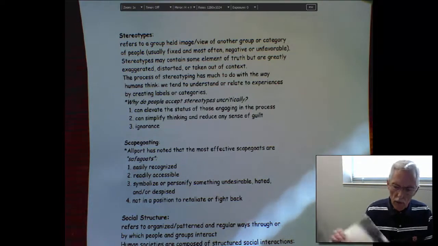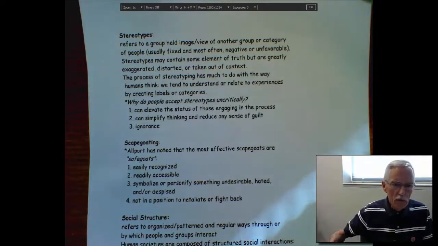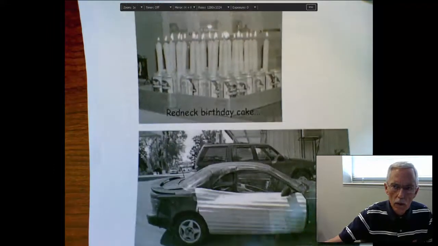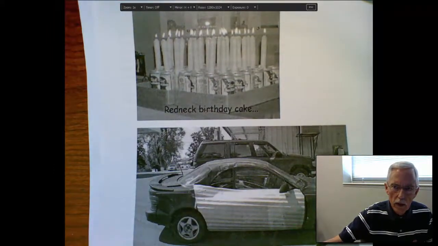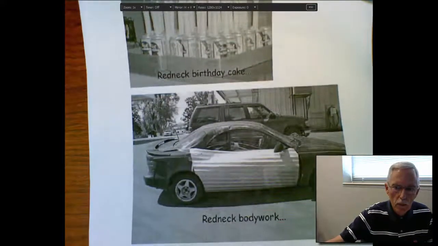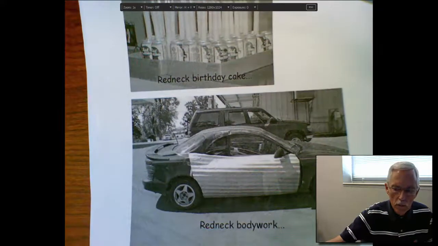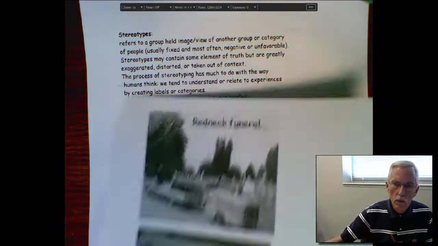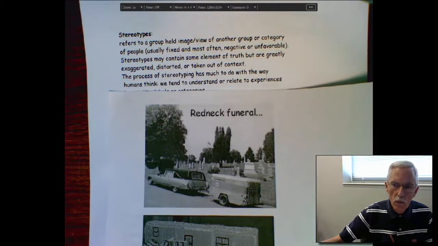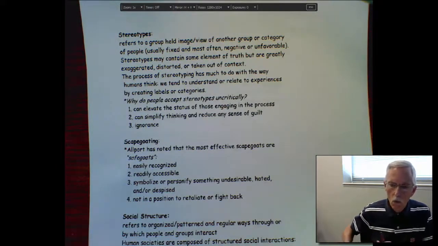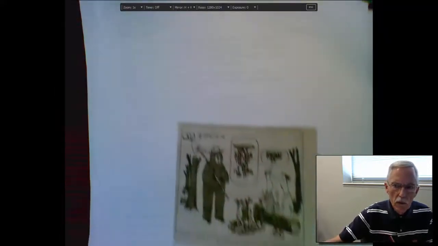And there are others that figure into this as well. And often these stereotypes have a humorous element to them, such as these two photographs. Can you pick it up? Redneck birthday cake. Check out the brand, Pabst Blue Ribbon. And then redneck body work. Or what about this one? Redneck funeral?